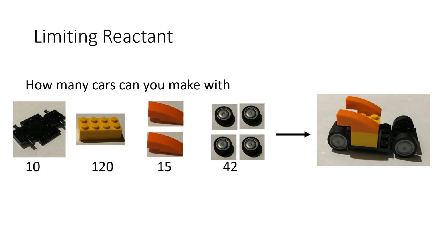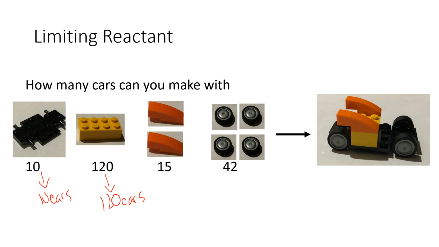Since there's one of these for every car, that's going to make 10 cars, and that's not surprising to anybody. And because there's one of these yellow bricks in every car, that's going to make 120 cars. So you already know that even though we have enough yellow bricks for 120 cars, because we only have enough of these axles and bodies to make 10 cars, we're not going to make 120. We're actually going to run out of those bodies first.